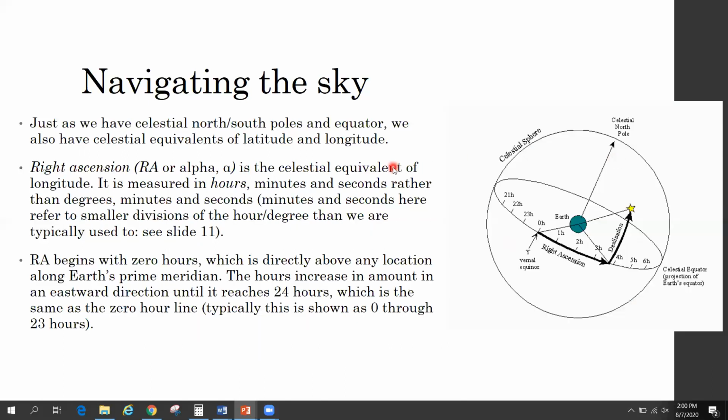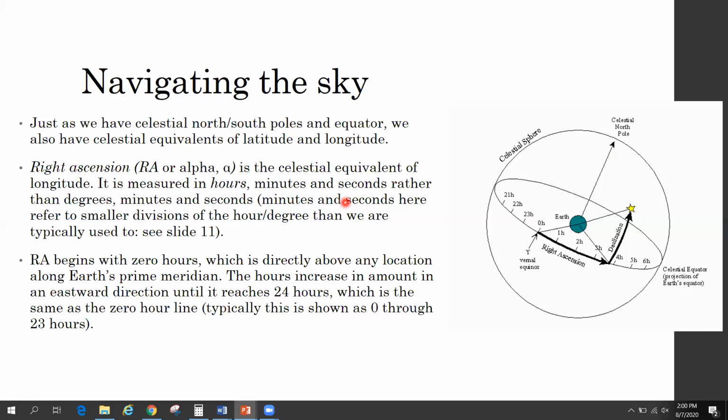Now, how we measure right ascension. This one's kind of strange because it sounds like you're talking about units of time. But we measure right ascension, the most basic unit is hours. Or I should say that's the most encompassing unit.